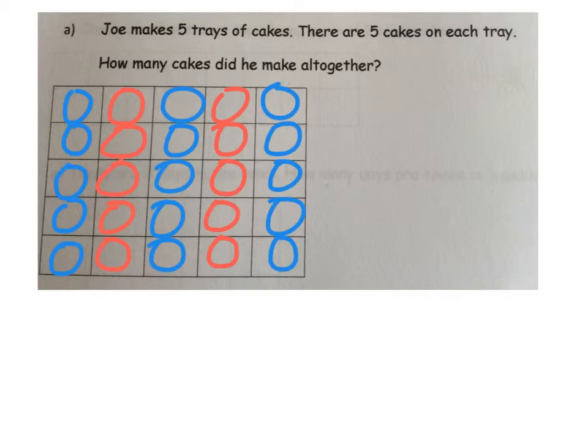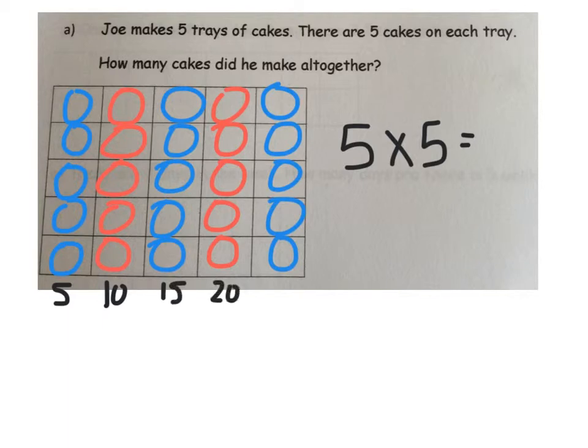And as you can see there, the multiplication sum that I'm thinking of for this problem is 5 times 5. So I can just go counting in 5s: 5, 10, 15, 20, 25. So here, how many cakes did he make altogether? 25.